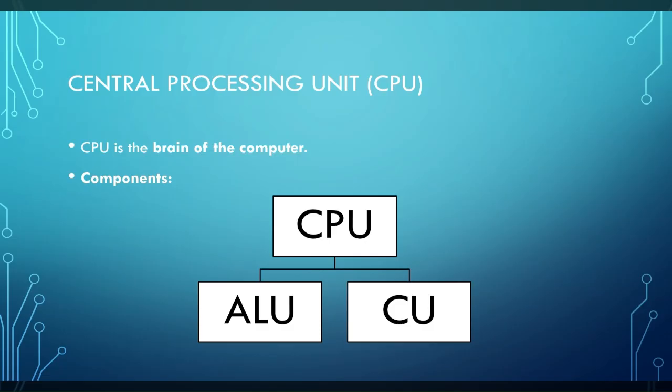Moving on. Next we have CPU. So CPU full form is Central Processing Unit. This is also called the brain of the computer. And CPU consists of two major components. First is ALU and the second one is CU. So ALU stands for Arithmetic and Logical Unit and CU stands for Control Unit. Next we will see the function of both these units.